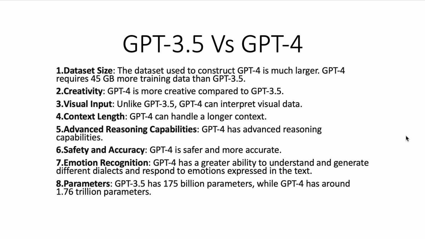The context length: GPT-4 can handle a longer context than GPT 3.5, almost 8x the capability. It also has advanced reasoning capabilities, and this is pretty intense. From a safety and accuracy perspective, GPT-4 is far safer and more accurate. And from the emotional recognition perspective, GPT-4 has a greater ability to understand and generate different dialects and respond to emotions expressed in the text. That emotional intelligence is also infused into GPT-4 rather than GPT 3.5 if you compare them.